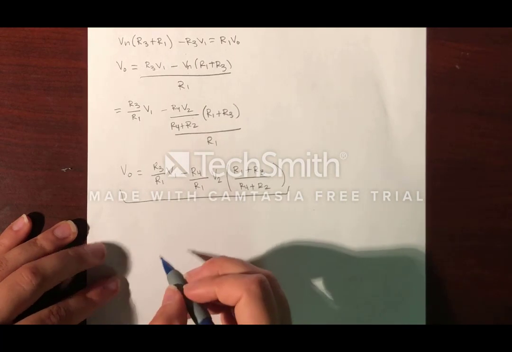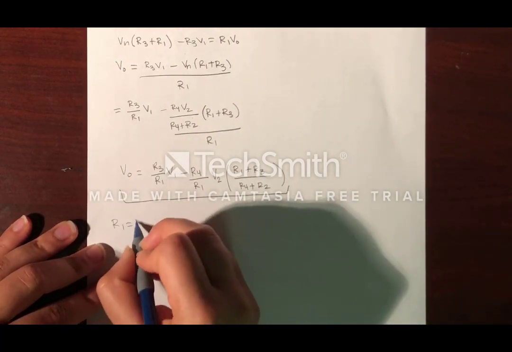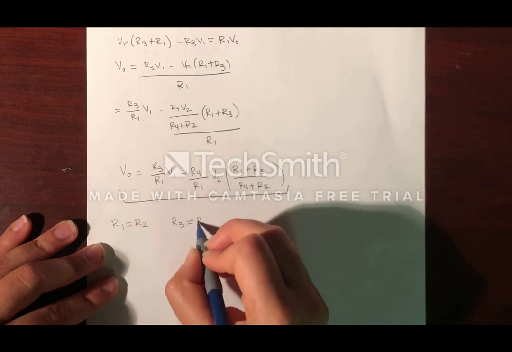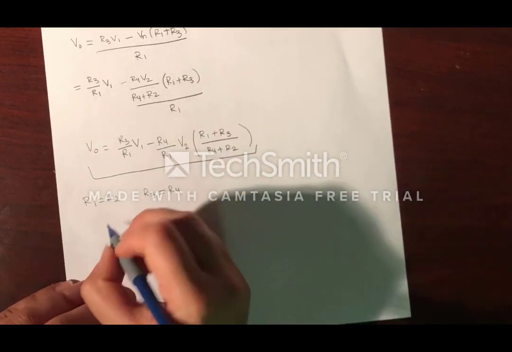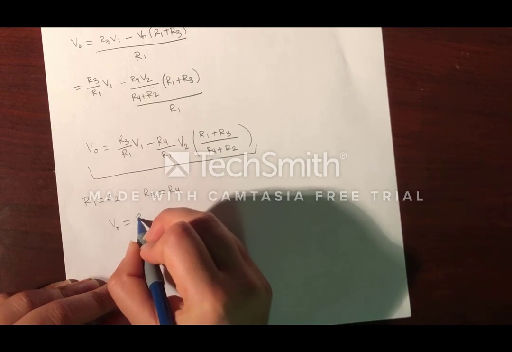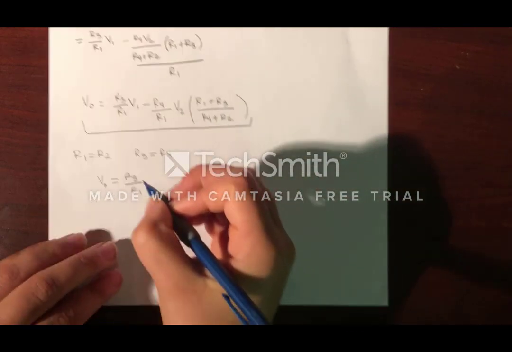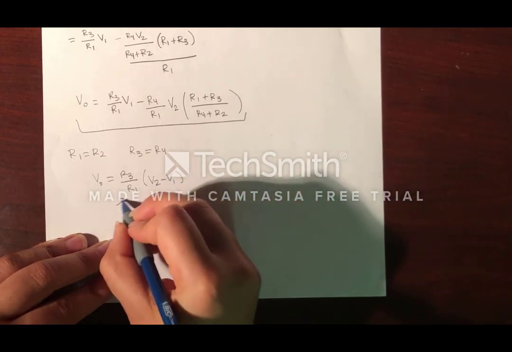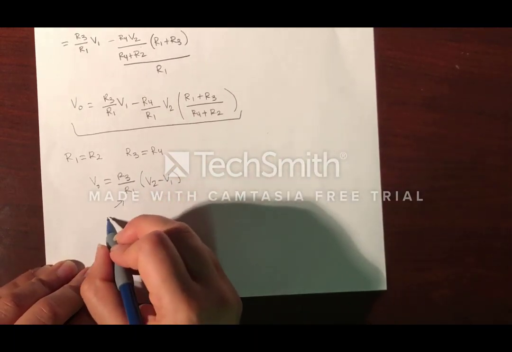In many circumstances, you may find that R1 is equivalent to R2 and R3 can be equivalent to R4. This equation becomes V out is equal to R3 over R1 multiplied by the difference of the voltages. This will give you a clear equation for the gain.